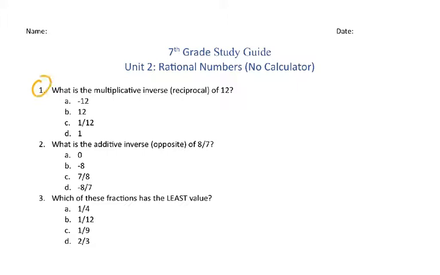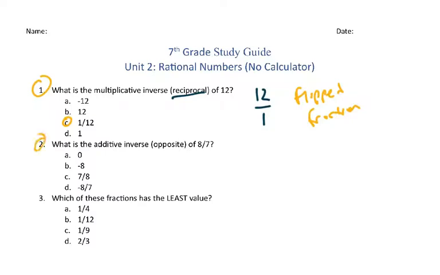Question 1 says, what's the multiplicative inverse, which just means reciprocal, of 12? Remember, 12 is the same thing as 12 over 1. There's always an invisible 1 under a number. And a reciprocal means flipped fraction. So we're just going to flip that fraction over, and we should get 1 over 12. The sign does not change, so it should be C.